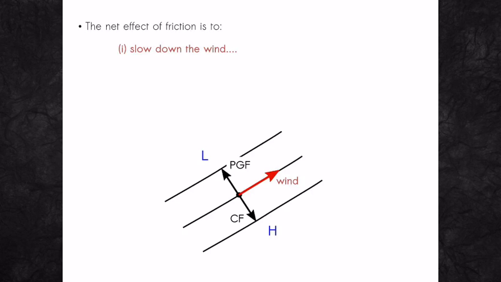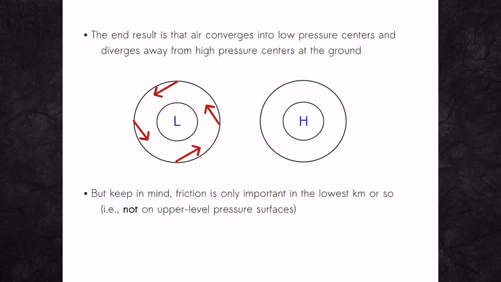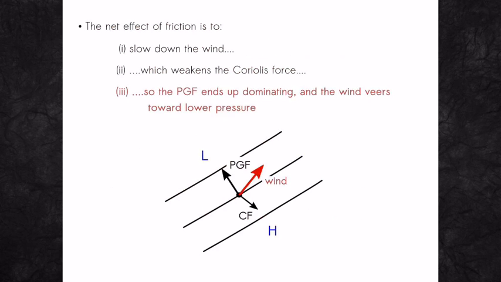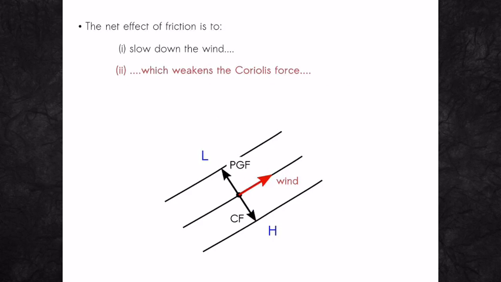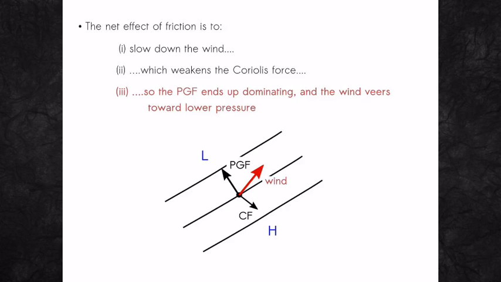Well, the wind slows down. Because the wind slows down, Coriolis gets weaker. Because Coriolis is weaker, it's not in balance anymore, and the pressure gradient dominates and pulls the wind towards lower pressure. Jumped too far ahead there. I guess I should do this again. So, wind slows down, Coriolis gets weaker, and because Coriolis gets weaker, it veers towards lower pressure a little bit. PGF dominates.